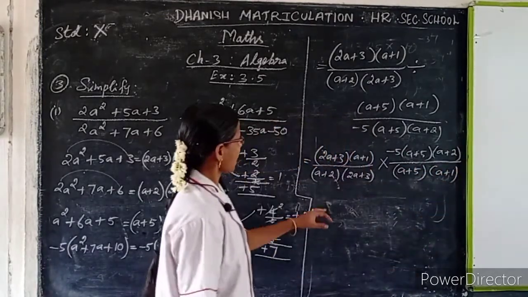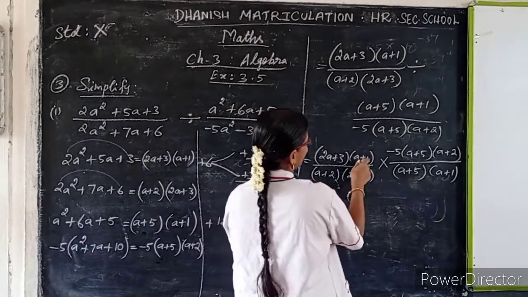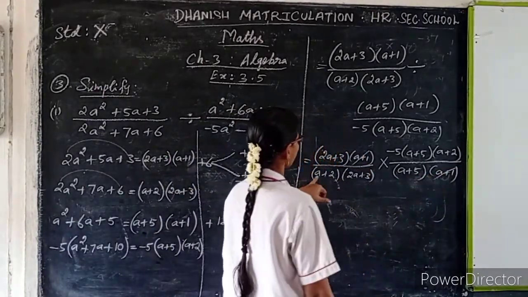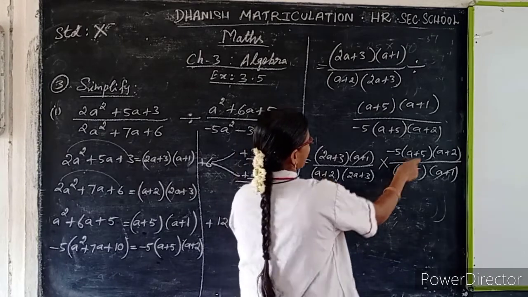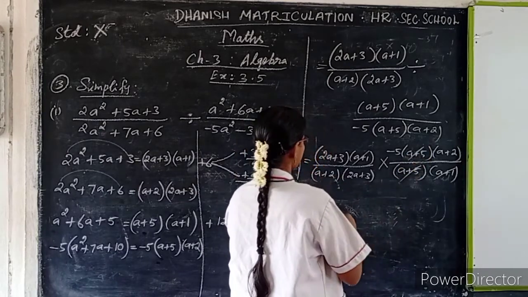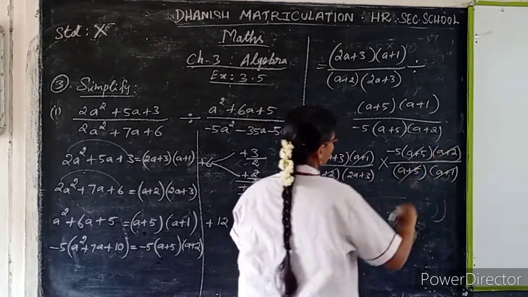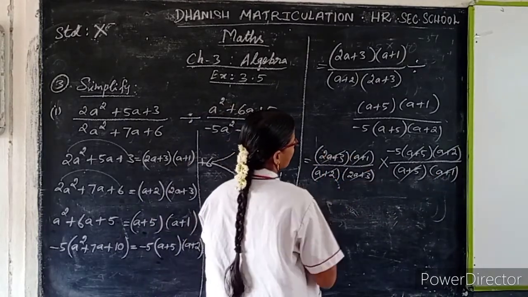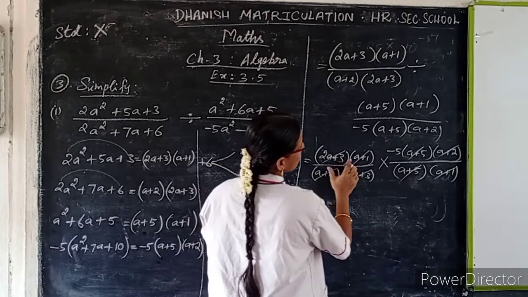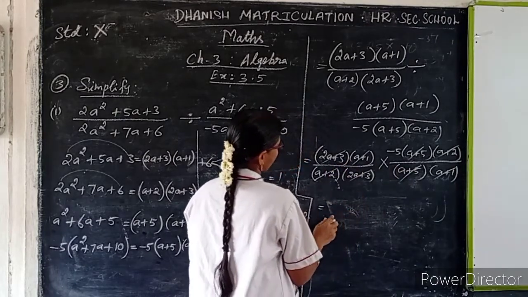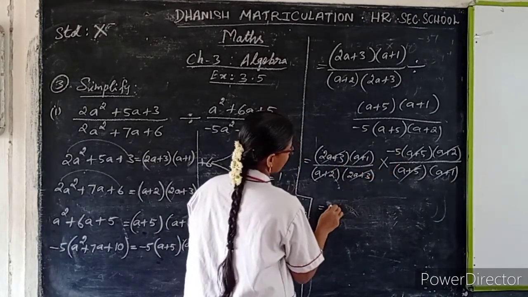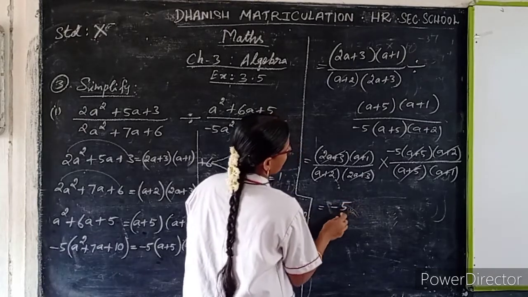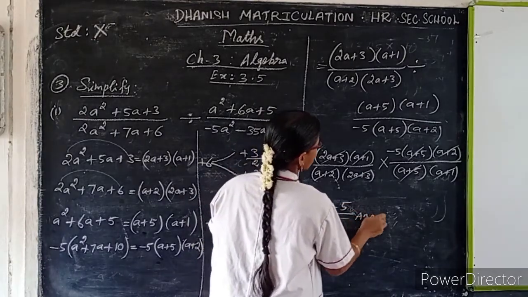Now cancel the factors. Here A + 1 and here A + 1 get cancelled. A + 2 and this A + 2 get cancelled. This 2A + 3 and 2A + 3 get cancelled. So all the factors are cancelled. Remaining is this constant term only, that is -5. That is our answer for this question.